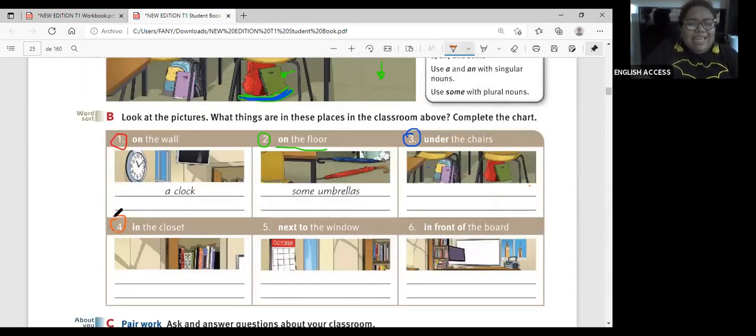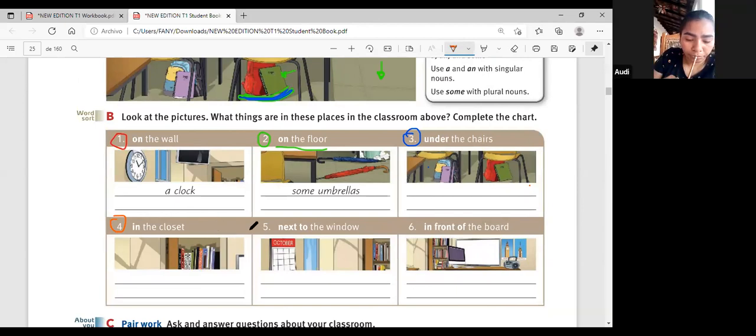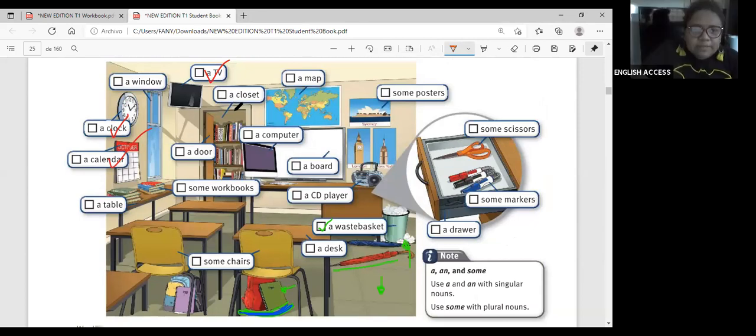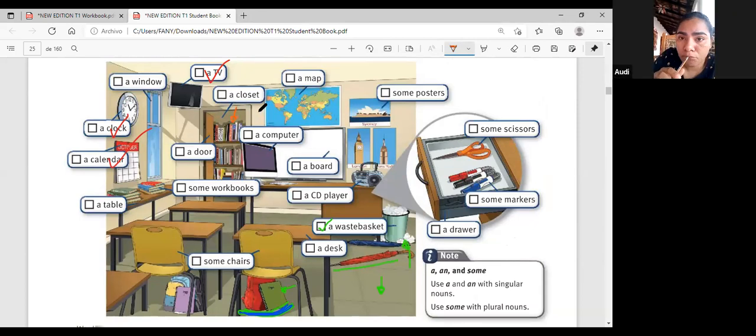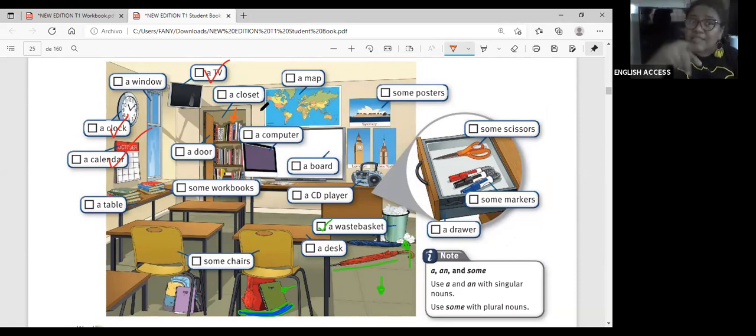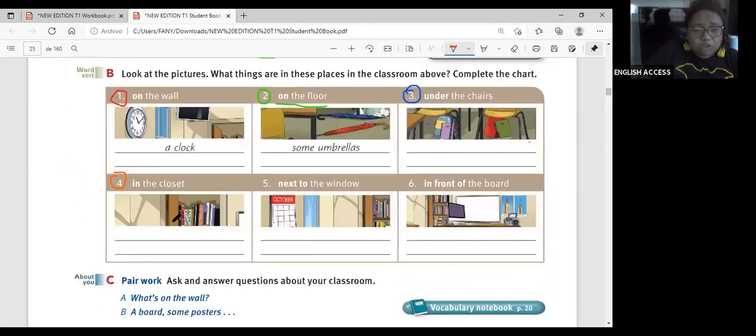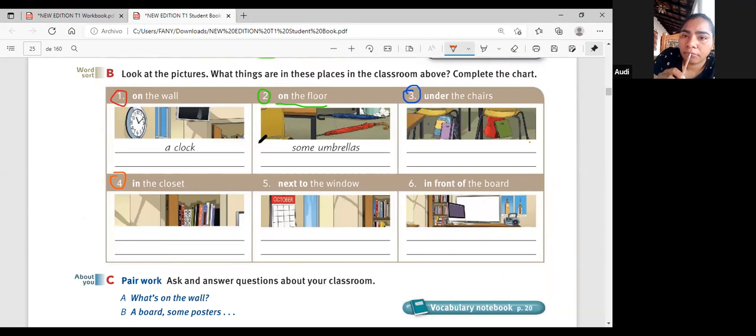Number four, in the closet. What do you see in the closet? This is the closet. In the closet is a TV. No, in the closet. A book? Some books. Yes. We have some book? Books. Yes, because it's plural. Some books. Door? No.